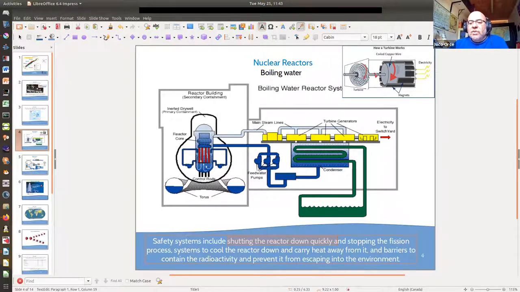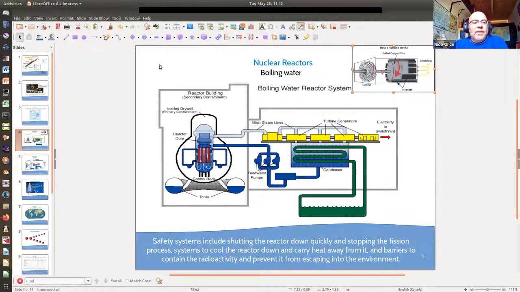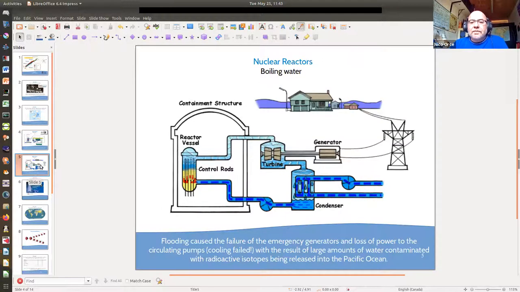And also, you must have these barriers to contain the radioactivity and prevent it from escaping into the environment. Lots of cesium-137 was emitted from the Fukushima reactor into the ocean. Lots of radioactivity. And there are thousands of research articles talking about the effects of radioactivity in the ocean waters, life in the ocean waters.